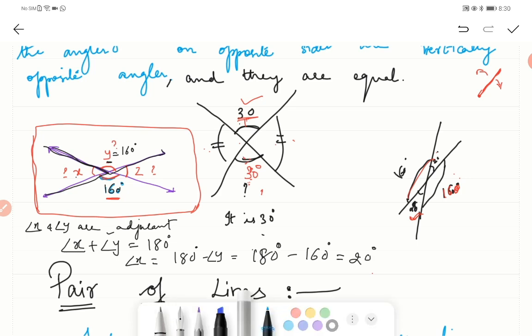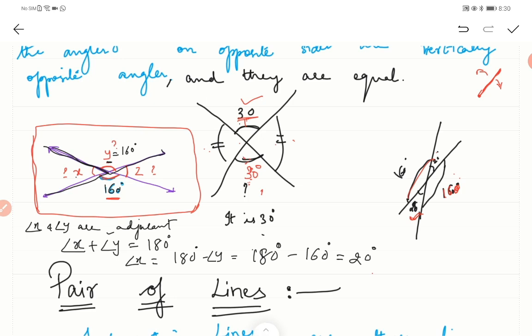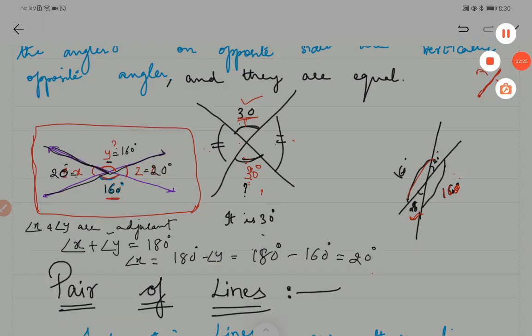So you have got x as 20 degrees. What about z now? Since it is the vertically opposite angle to x, you will take this also as 20 degrees. Any problem given, this is how you will solve it. Alright, I hope it's clear for everyone. Let's move on to the next topic.